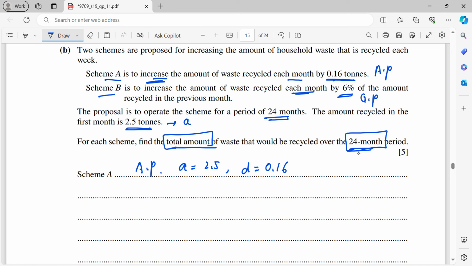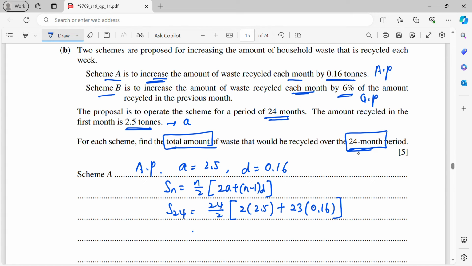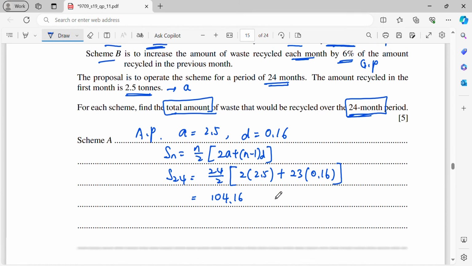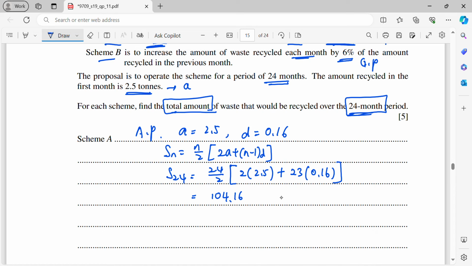That is the Sn. So now the Sn formula is n over 2 times 2a plus n minus 1 d. Therefore, I'm getting S24 equals 24 over 2 times 2 times 2.5, the A is 2.5, plus 23 times 0.16. And here, I will be getting 104.16, but since this is the final answer, I will round it. That is going to be 104 tons. Okay, so done for scheme A.